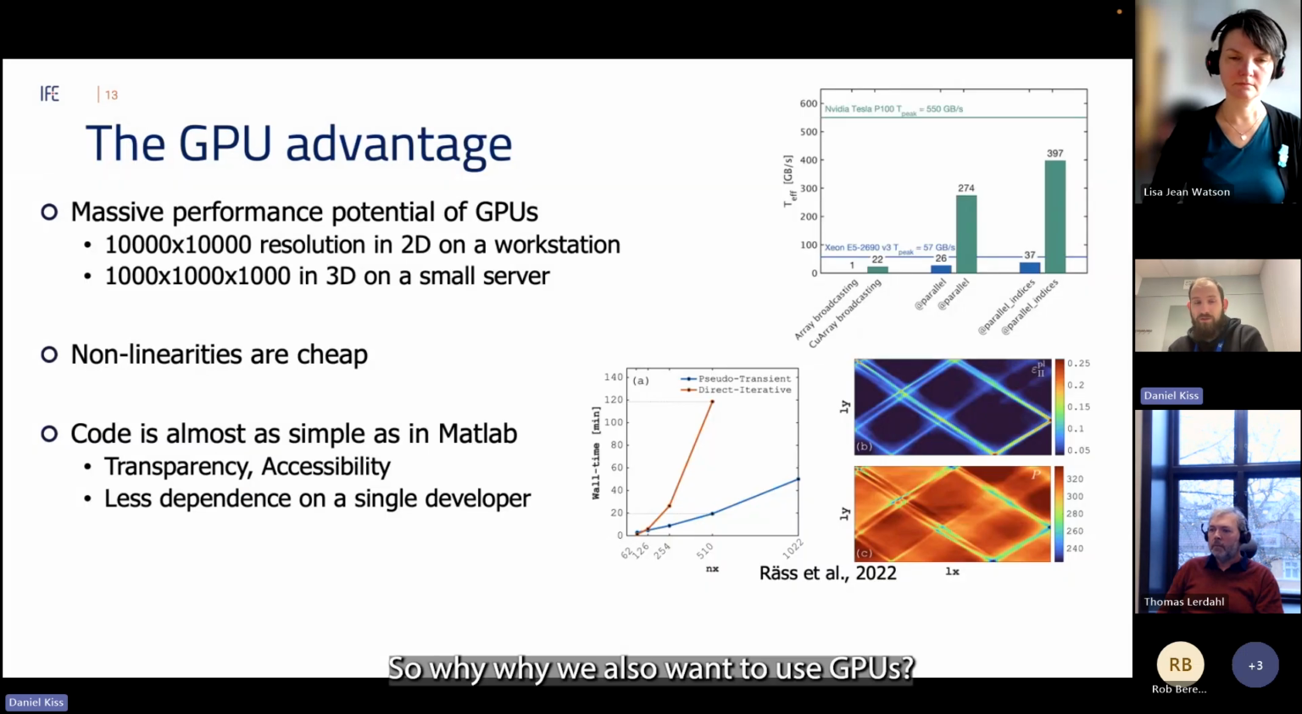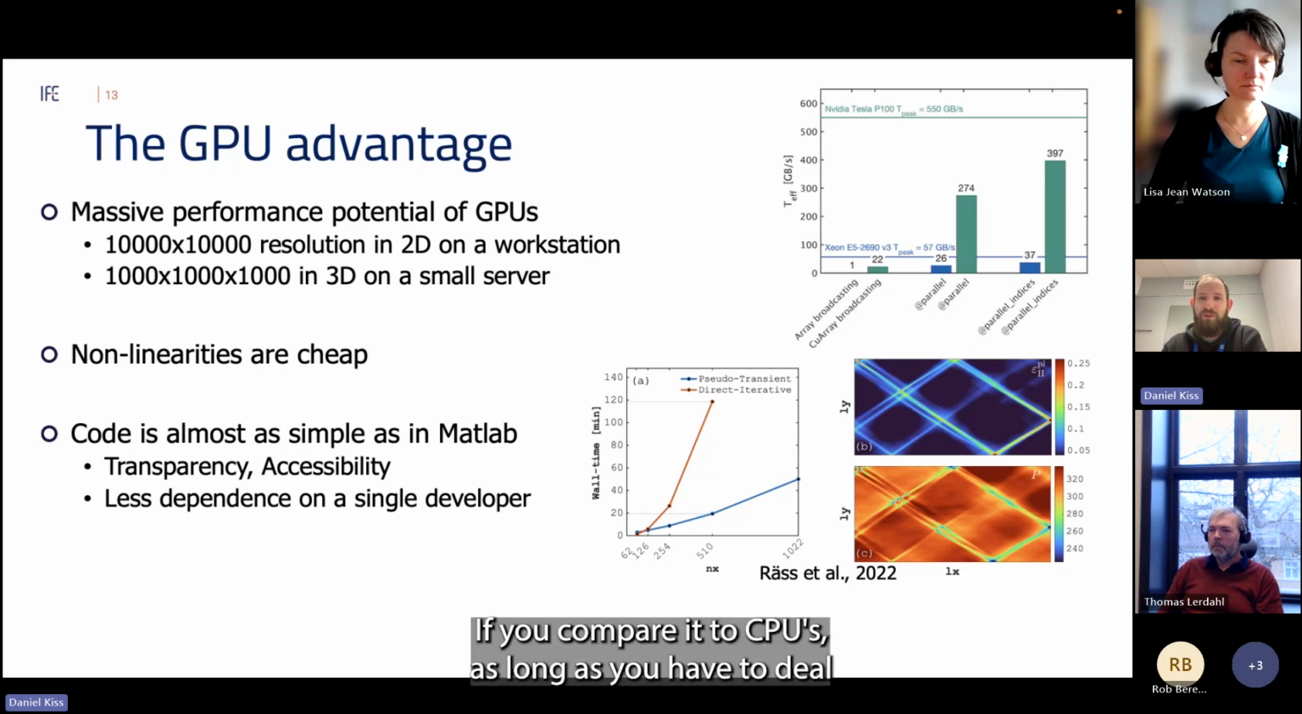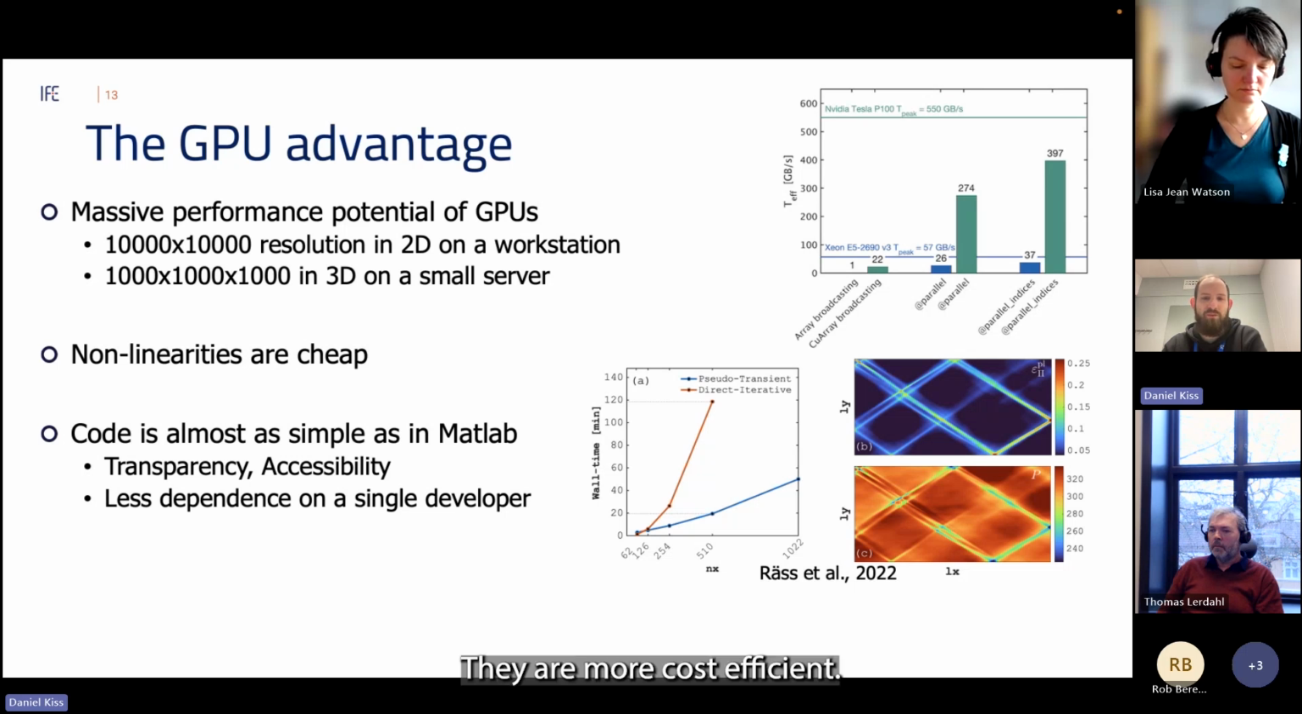So why do we also want to use GPUs? Probably you have heard about it. If you compare them to CPUs, as long as you have to deal with a parallel problem, GPUs are just better. They are more cost efficient, they are more power efficient, and they are faster.